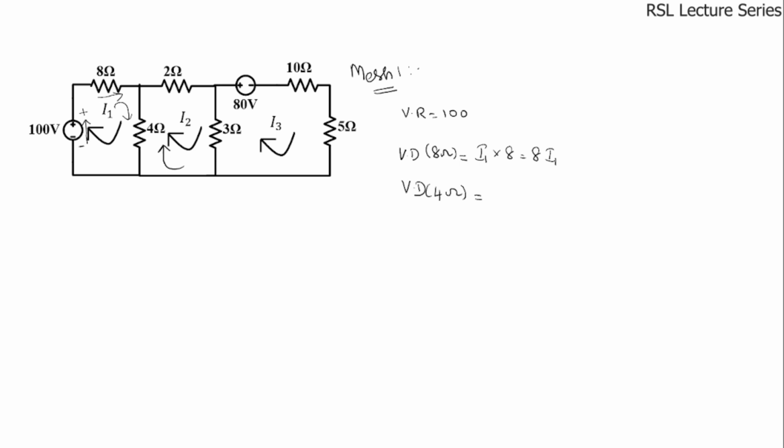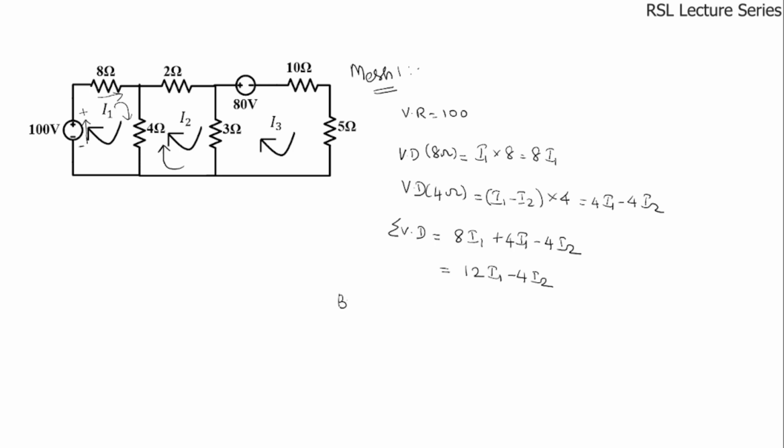So the net current flowing through this 4 ohms resistor is either I1 minus I2 or I2 minus I1. So while writing for mesh 1, we have to consider the current as I1 minus I2. And if we are writing for mesh 2, we have to consider the other way, that is I2 minus I1, into 4. So this is equal to 4 I1 minus 4 I2. Okay, we have only 3 elements. So now we have to add all the voltage drops. That is equal to 8 I1 plus 4I1 minus 4I2. So on simplification we will get 12I1 minus 4I2.